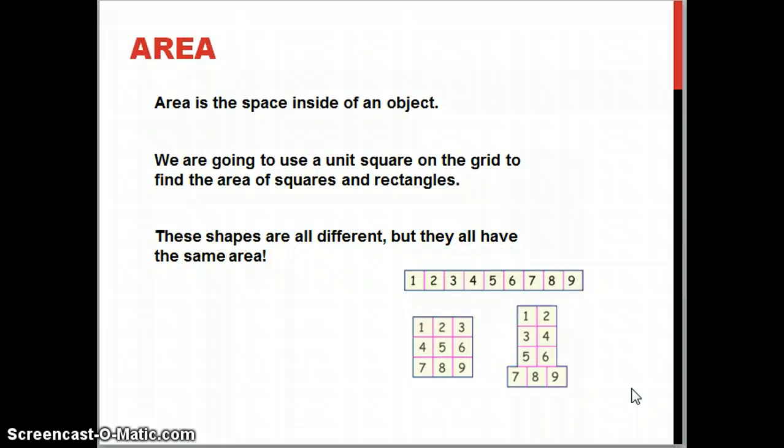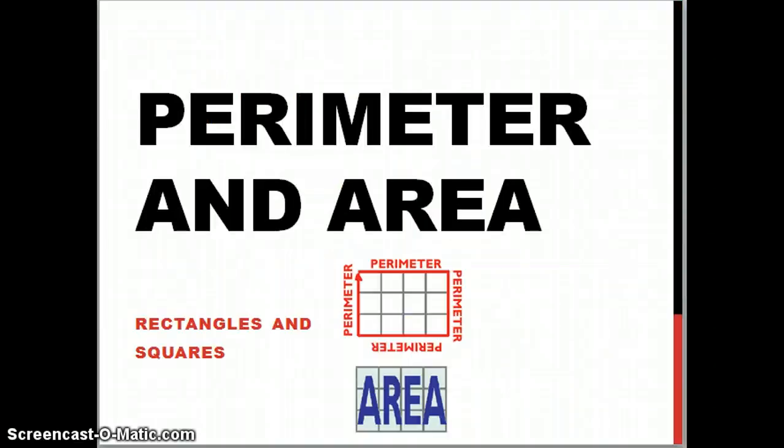Now we're going to talk about area. And area is the space inside of an object. If I go back to the title slide here, we can see that perimeter is around this object here, the rectangle. This same rectangle, it's the same size, the inside is the area, and the outside is the perimeter.